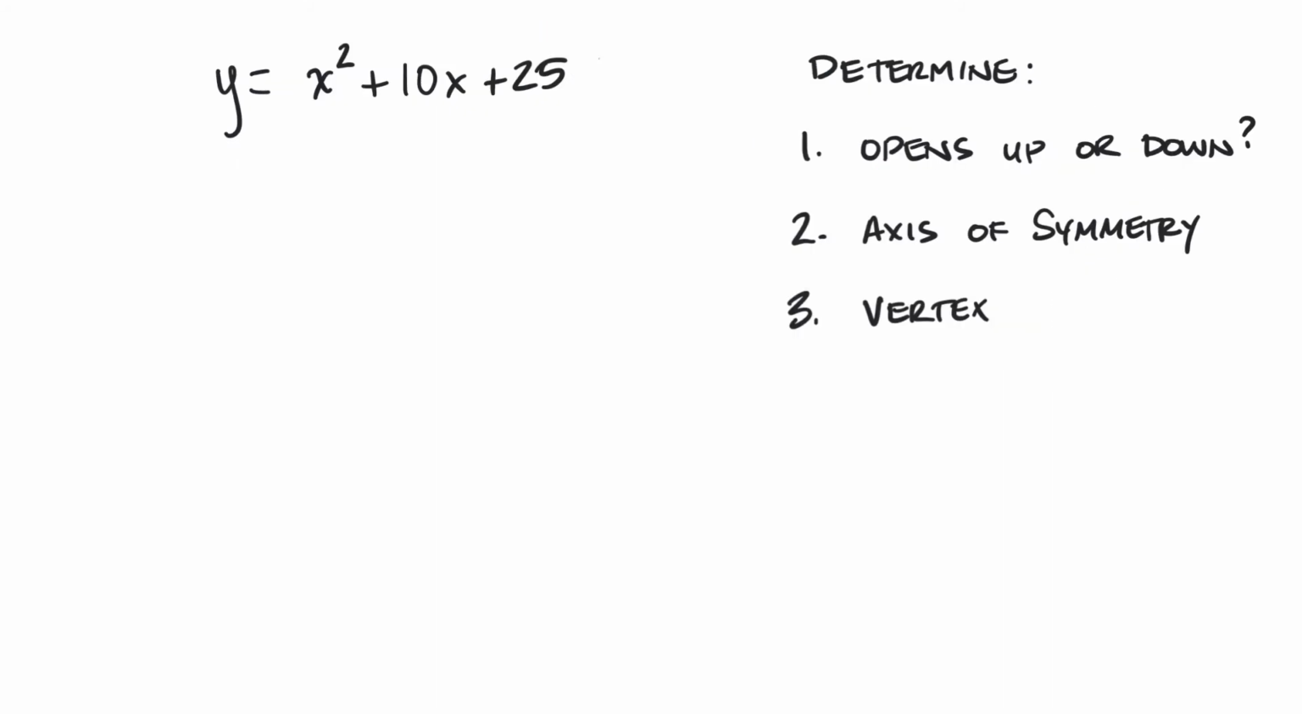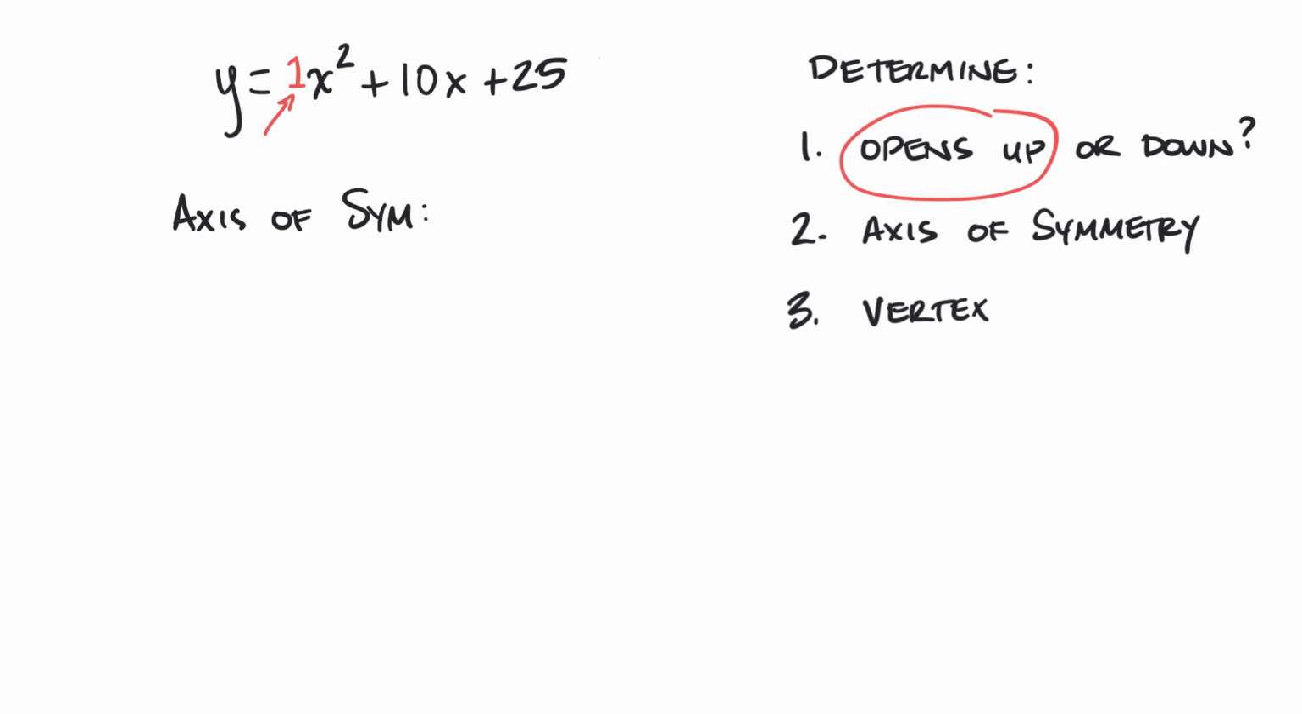All right, so we are going to do three things here. We've got an equation here, and we're going to determine if the graph of the solutions for this equation opens up or down, we're going to determine the axis of symmetry, and then we're going to determine the vertex. So the first part, determining if it opens up or down: this coefficient is positive 1, and since it's positive, it opens up. So we already did part 1. That one's done. Part 2, axis of symmetry.